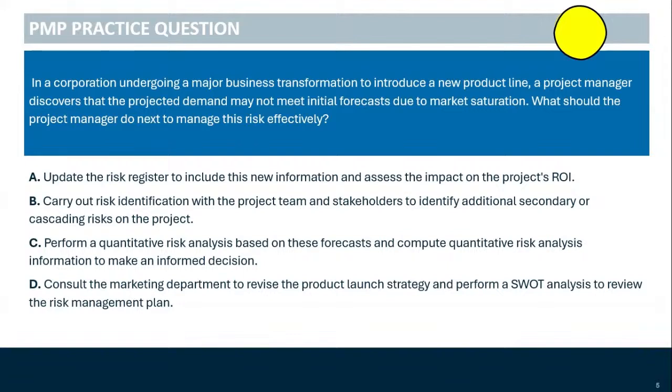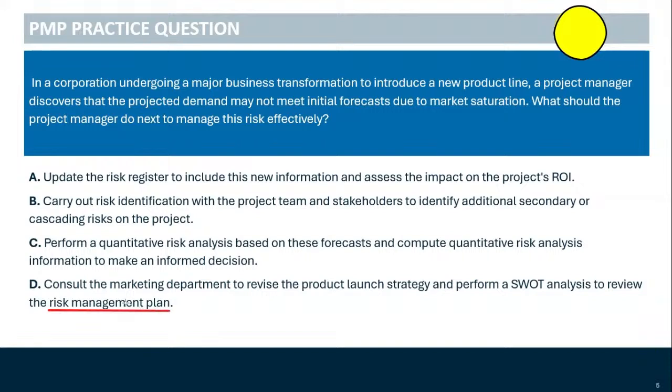Now, let's first listen to the logic and the reasoning behind this before going into a more formal breakdown. What is the problem in this question? It reads, what should the project manager do next to manage this risk effectively? What exactly is the risk? That the projected demand may not meet initial forecasts. So again, using the process of elimination, this time we will start from the bottom. So consult the marketing department to revise the product launch strategy and perform a SWOT analysis to review the risk management plan.